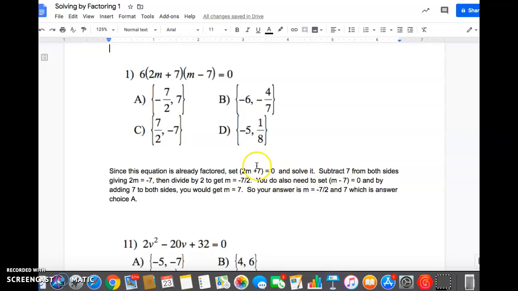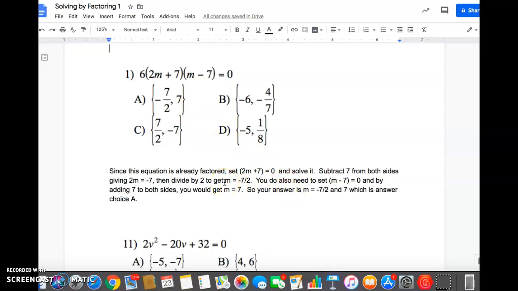Then you would subtract 7 from both sides, which gives you 2m equals negative 7. Divide by that 2, get m alone, isolate the variable, and you get negative 7 over 2. Which, by the way, already tells you that A is your answer, but you do want to keep going further. So you do also need to set m minus 7 equal to 0, right, the second part. And by adding 7 to both sides, you would get m equals 7. So your answer really is m equals negative 7 over 2 and 7, which is answer choice A, which you knew earlier, but it's good to verify. All right, so that's your solution.